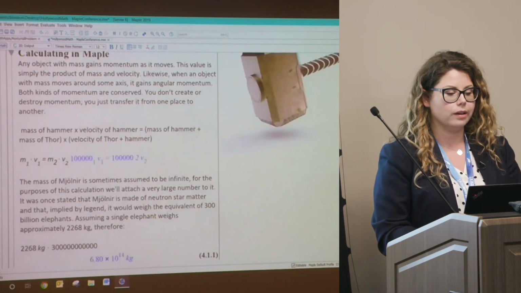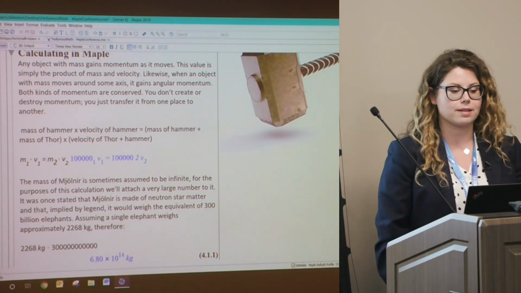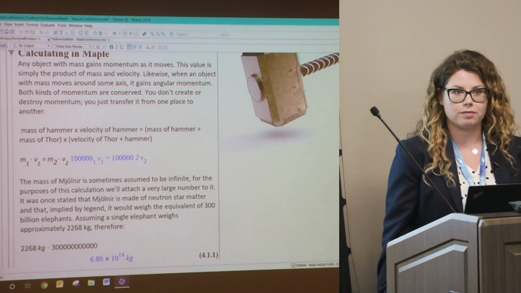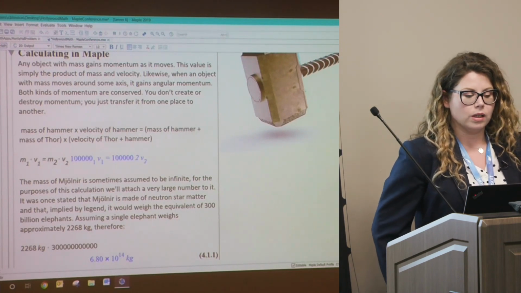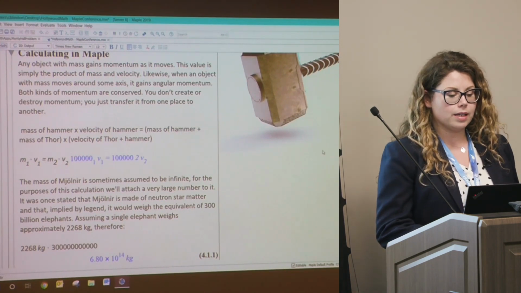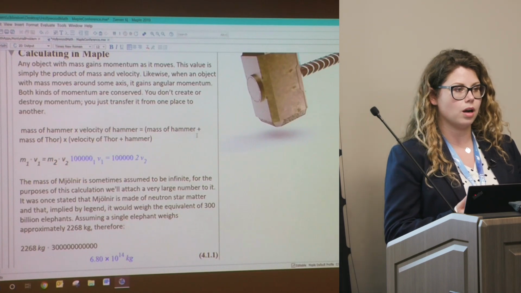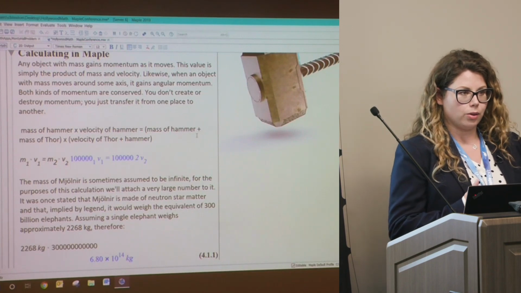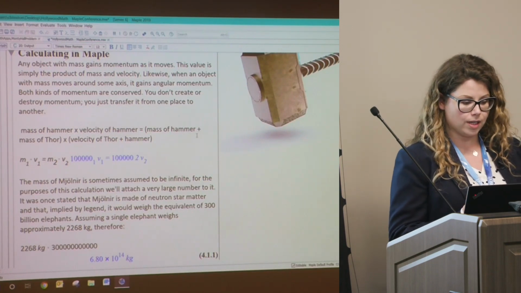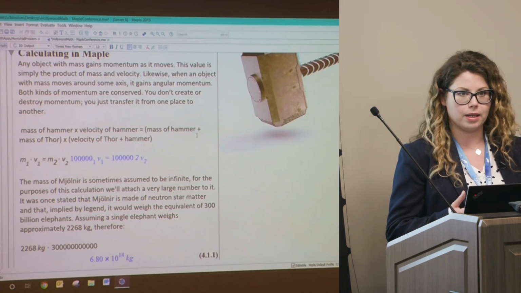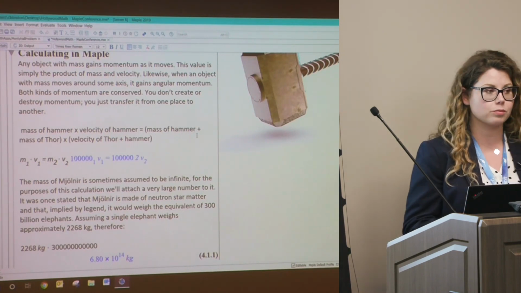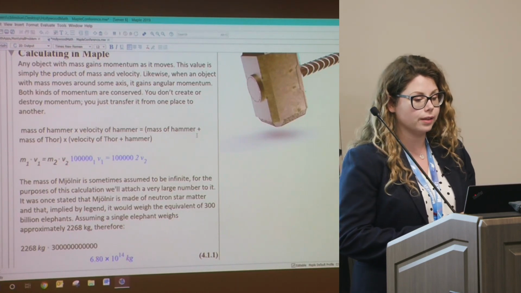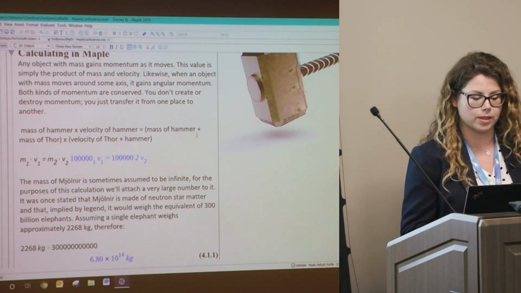So breaking this down, it's a principle: any object with mass gains momentum as it moves, simply the product of mass and velocity. So if we look at this as a problem in terms of Thor and his hammer, the way this works is Thor has his very, very heavy hammer, and in Marvel lore, the massive Mjolnir is sometimes assumed to be infinite. So for the purposes of this calculation, we're going to attach a very, very large number to it.